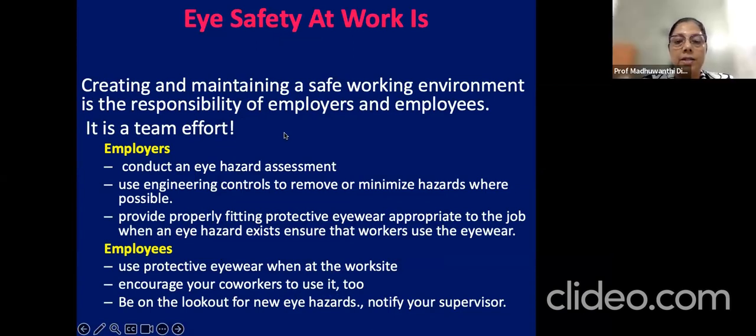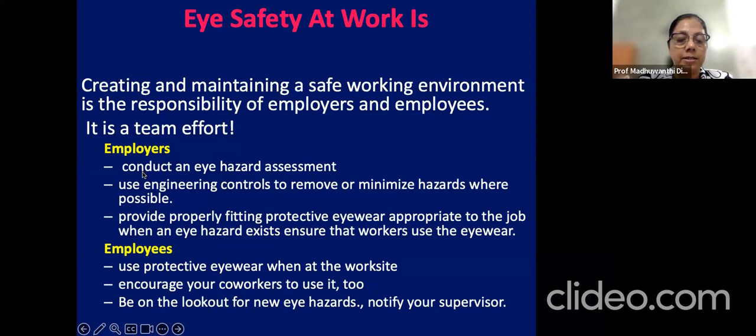So let's get on with eye safety at work, which is our main topic today. Creating and maintaining a safe working environment is the responsibility not only of the employers, but also the employees. So it is a team effort, right? Both employers and employees will have to be responsible for eye safety at work. So what are the responsibilities of the employers? Employers will have to initially conduct an eye hazard assessment. If you are an employee of the factory, then on behalf of the employer, the doctor in charge will have to help with this.